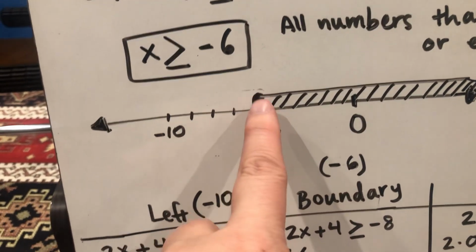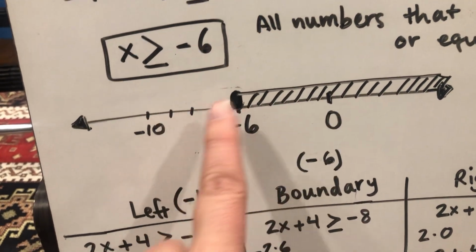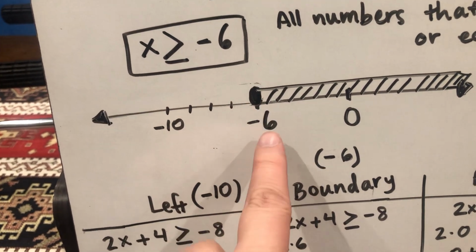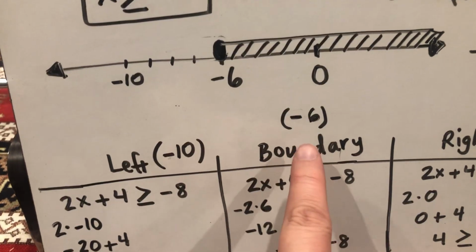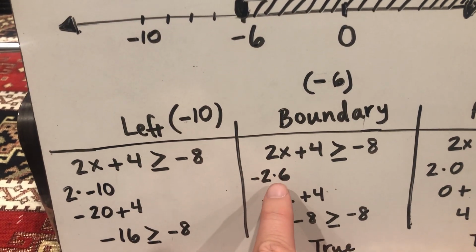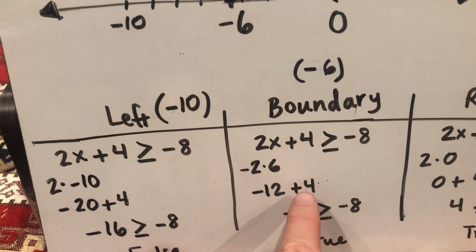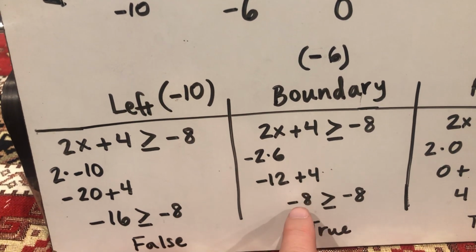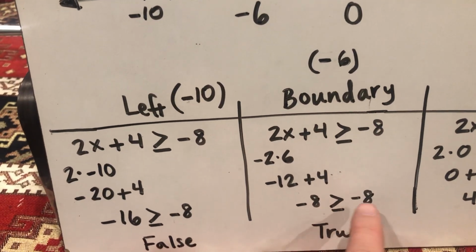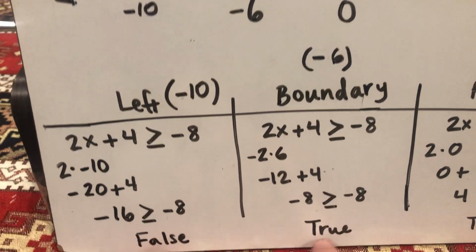Then we're going to test this point that's right in the middle of the shaded and unshaded. We call that a boundary. So that one we don't have a choice. The boundary in this case is negative 6. So we're going to plug in negative 6. Again, 2 times negative 6, that's negative 12. Bring down the plus 4. Negative 12 plus 4 is negative 8. Bring the rest of it down, greater than or equal to negative 8. Because we have this little equal sign, this is true.